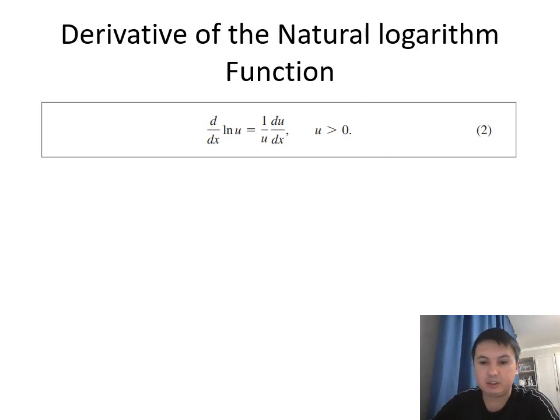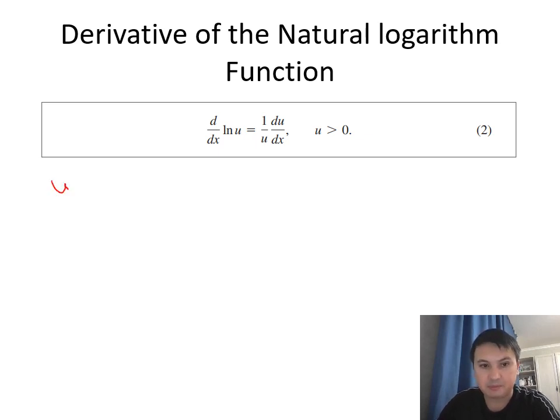Derivative of the natural logarithm function. Let's say that we have a function ln of u, where u is a function of x, as usual. Then if you take the derivative, it is nothing but 1 over u times du dx. Why is that? Well, we can prove it for ln x, and then if you replace x by u, we will get this du dx part by the chain rule. So let's prove the following version.